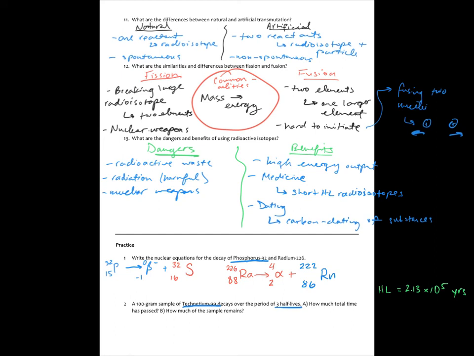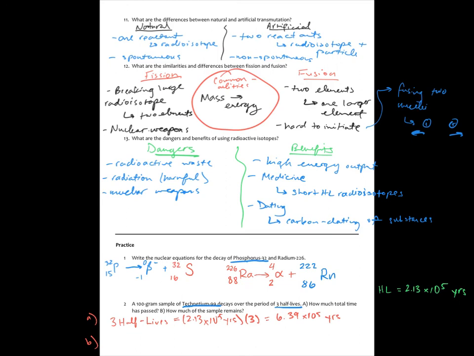How much would 3 half-lives be? 3 half-lives. You take that number, multiply it by 3. So 2.13 times 10 to the 5th years times 3. If 1 half-life is that many years, we multiply by 3 for the total number of years. And you should get 6.39 times 10 to the 5th years. That's 63,900 years. Okay, that's part A.